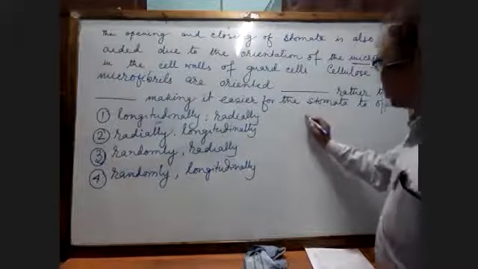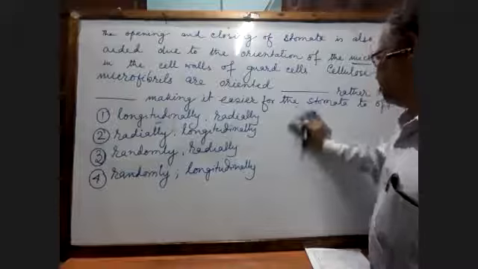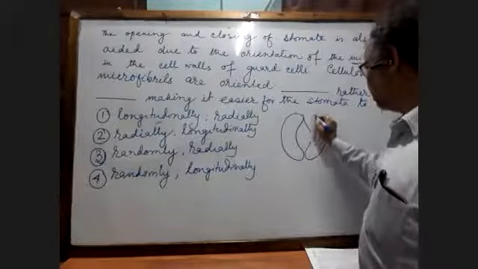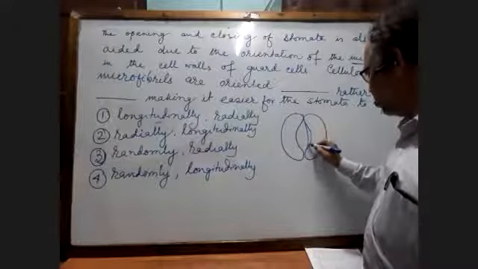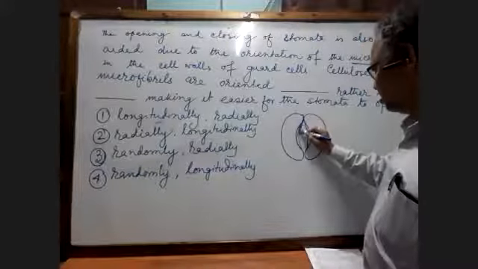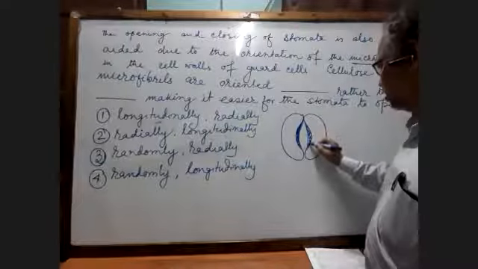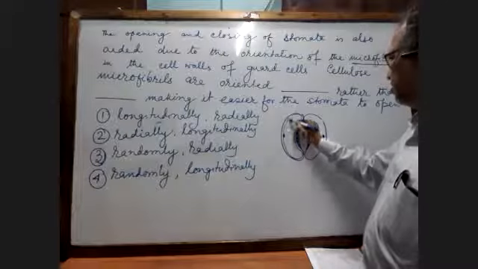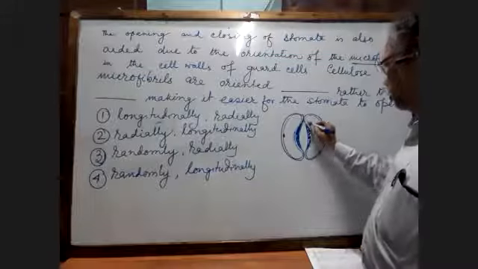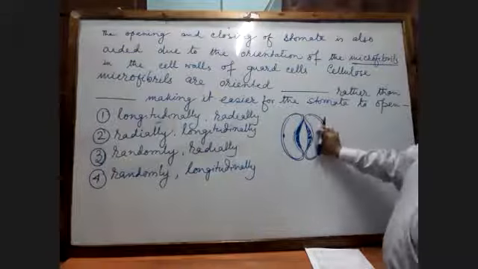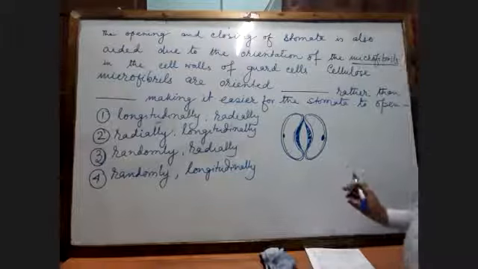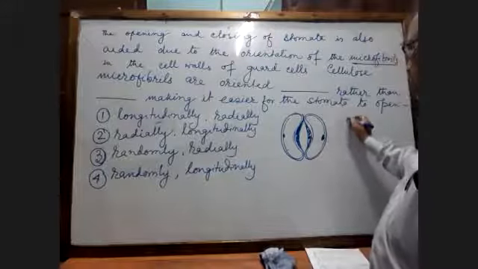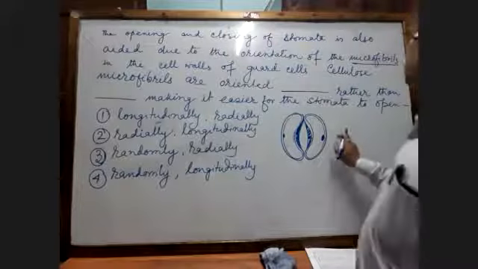Actually, the stomata is made of one pair of guard cells, and in this guard cell the inner wall is thicker and the outer wall is thinner. When the turgidity of the guard cell increases, the cell increases its volume, but with the increase in volume, it cannot grow straight in its length. So it gets bent.